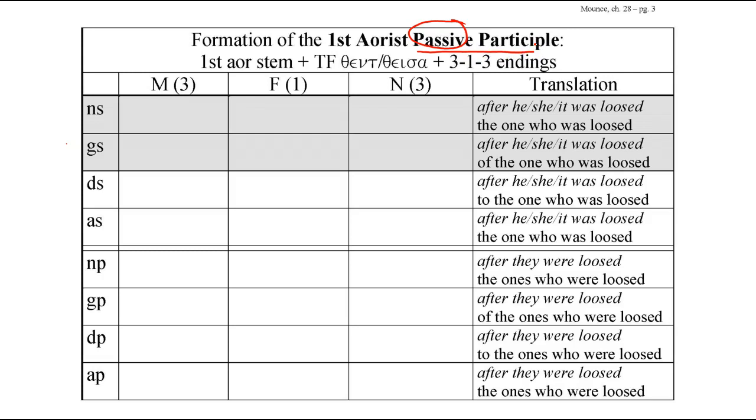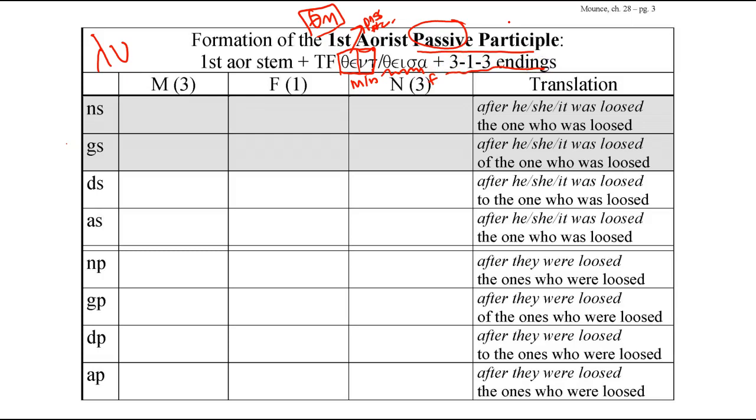And the way we form the first aorist passive participle is we take our first aorist stem, which is our verbal root, lu. We add the tense formative thent. So you can see how, in the indicative mood, we use the as our tense formative to indicate passive voice. But for the participles, it's similar. It uses the the plus the nu tau, and this is a passive participle form. That's for the masculine and neuter forms. And then we have a separate tense formative for the feminine forms. And then we use the 3-1-3 endings.